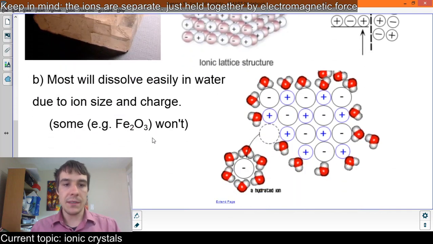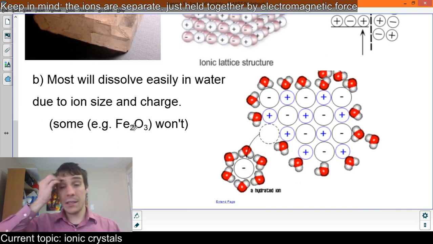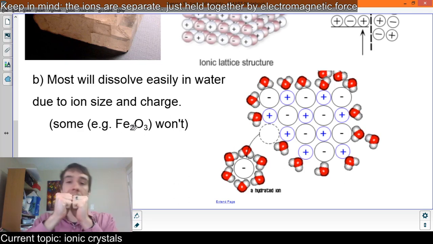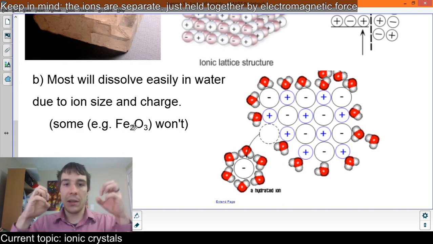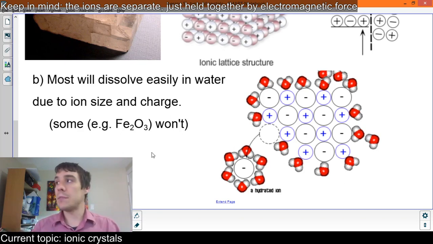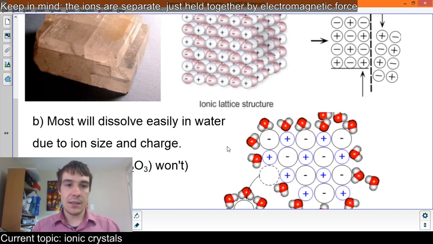So most will dissolve easily in water due to ion size and charge, but some won't, like iron oxide won't. A few like silver chloride won't dissolve in water. Basically, those ions are so strongly bound to each other that the water can't do its little pull apart thing. Can't pull it apart. So that's salts dissolved in water.